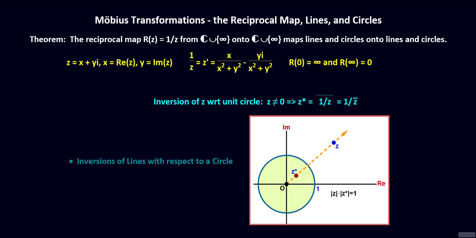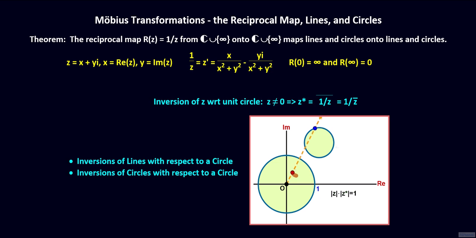In another pair of videos, inversions of lines with respect to a circle and inversions of circles with respect to a circle, we showed that clines are mapped onto clines by the inversion map with respect to a circle. So for example, if z traces a path along a circle, z star will trace a cline. We are including the links to these videos in the description of this lecture.